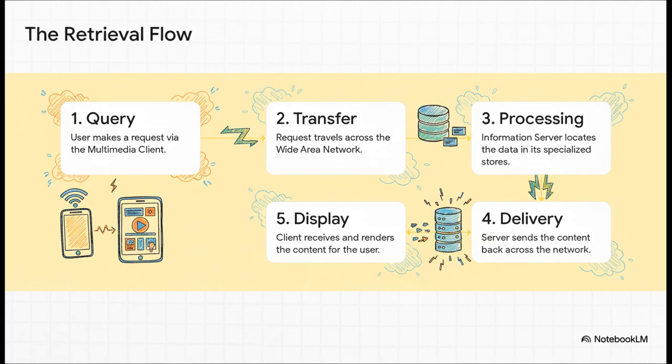You make a request on your phone, it zips across the internet to the server. Inside the server, the application software and agents go to work, finding the right file in the right store. Then that big file gets sent all the way back across the internet, where your device finally catches it and displays it for you. And this all happens in the blink of an eye.